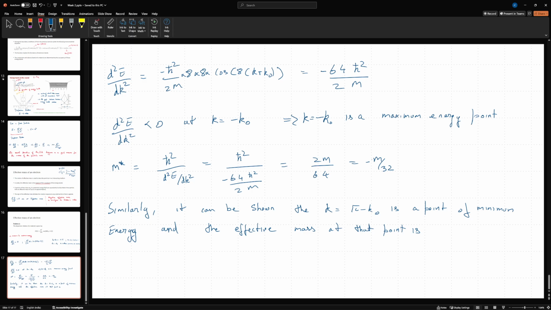So at a maximum energy point, the effective mass is going to be negative, and at the minimum energy point it is m by 32, which is positive.